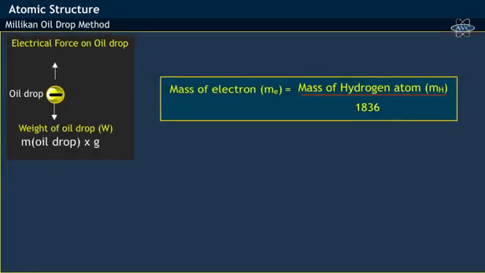It was also found that the mass of electron was about 1836 times lighter than the mass of hydrogen atom, as shown by the equation.